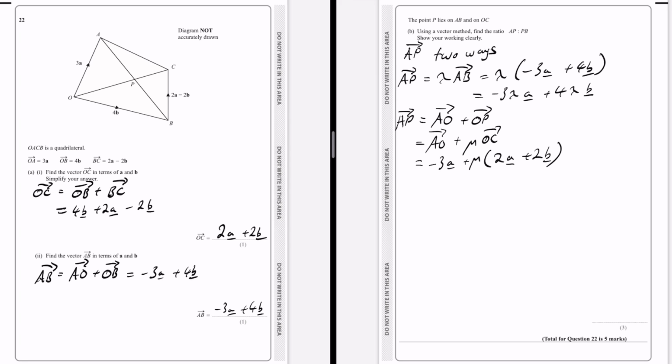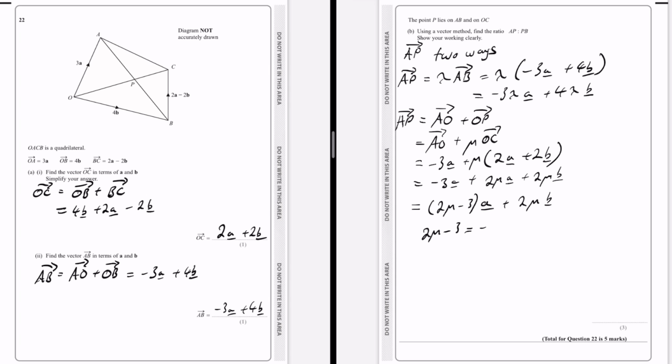So A to O is minus 3a plus mu lots of 2a plus 2b. Expand out the bracket: minus 3a plus 2 mu a plus 2 mu b. I'm then going to factorise out a little a. We'll get 2 mu minus 3 lots of little a. I know I'm factorising, but I'll write the vector at the end still because it's a vector. So it's that many lots of little a plus 2 mu lots of little b.